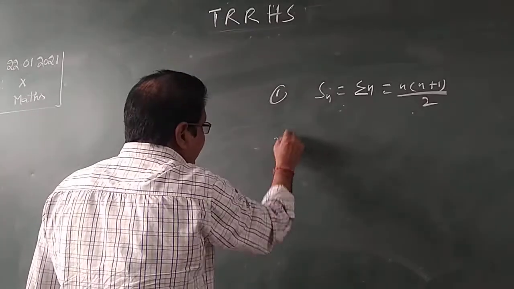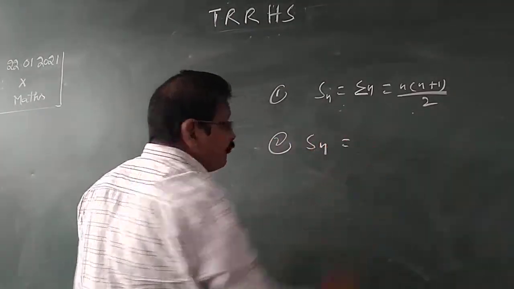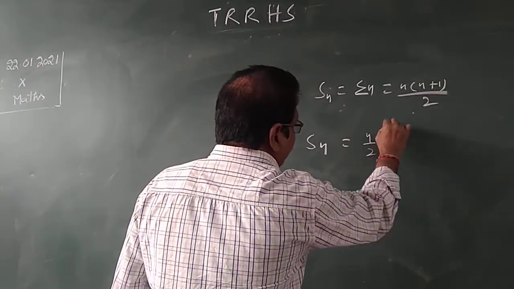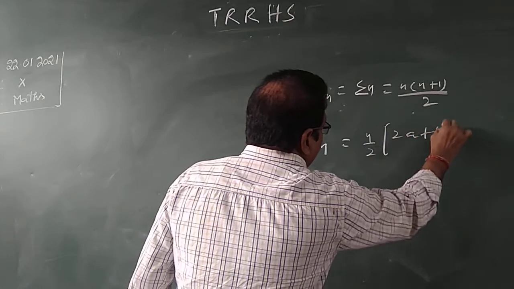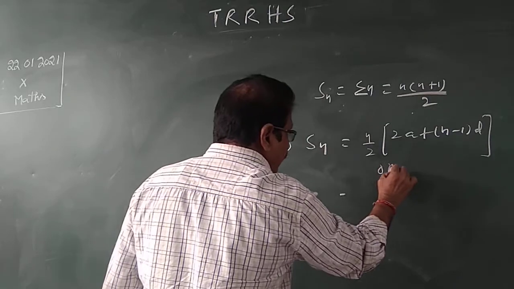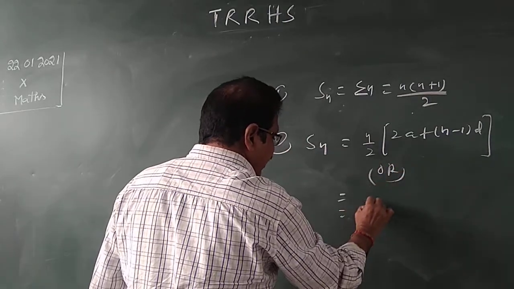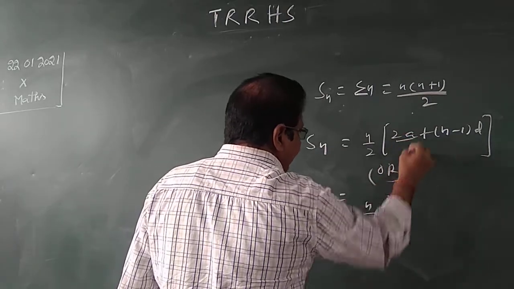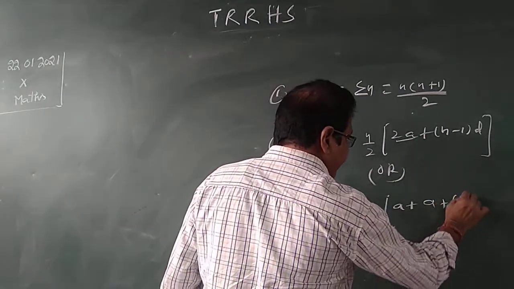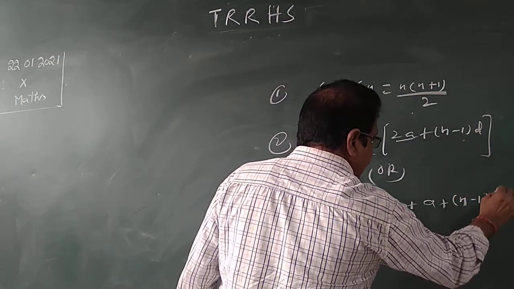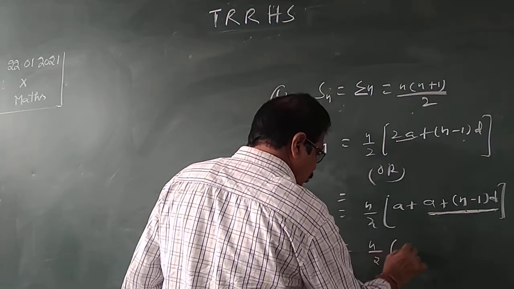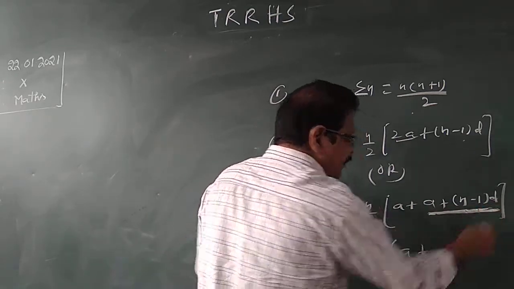Similarly, when you speak about the AP, the sum of the n terms of AP formula also we derived in the last class, that is n by 2 into 2a plus n minus 1 into d. And this formula can also be written another way: n by 2 into 2a can be written as a plus a, plus n minus 1 into d. So it is n by 2 into a plus, this is the last term.